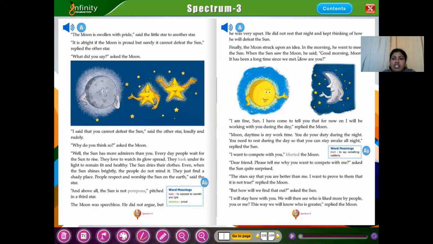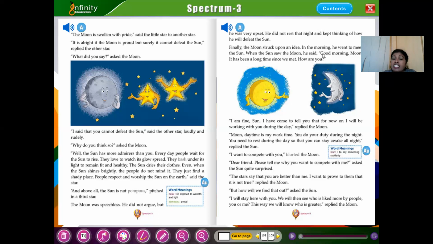When the sun saw the moon, he said, "Good morning, moon. It has been a long time since we met. How are you?" Just observe the picture, children. The moon went to meet the sun. Here the conversation is happening between the sun and the moon.